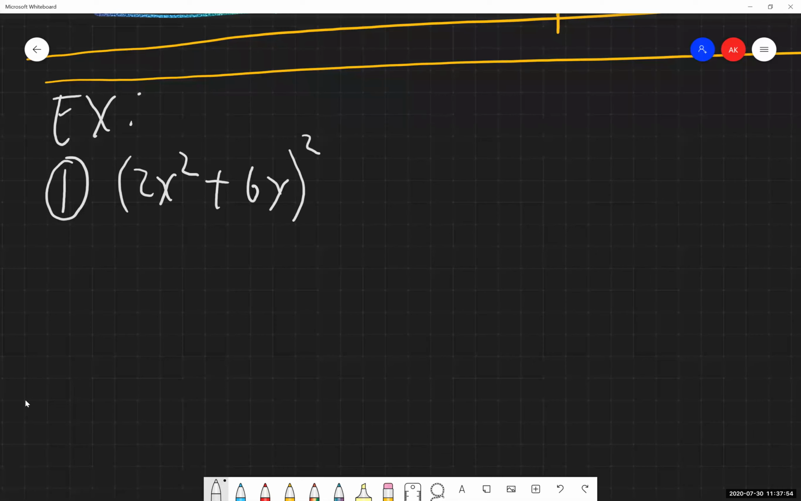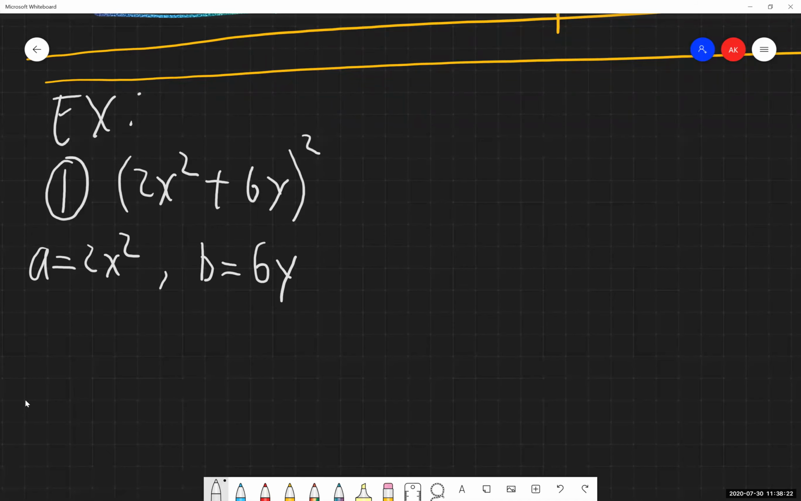Now, if we recognize that, we can correctly identify what is our a value and what is our b value. If we're going to do that and use the shortcut, I recommend writing it out for yourself. So our a value is 2x squared. It's this whole first term. What is our b value, including its sign? Well, it's just going to be 6y.